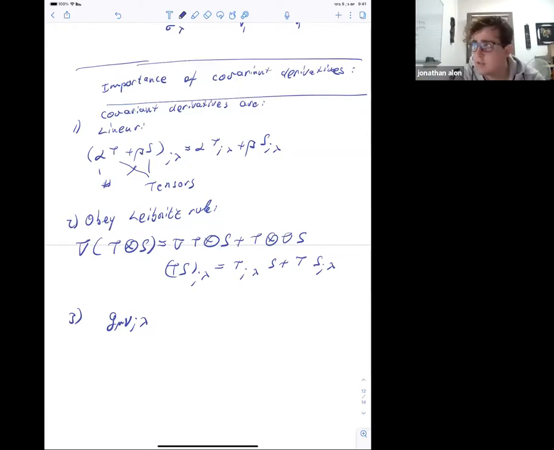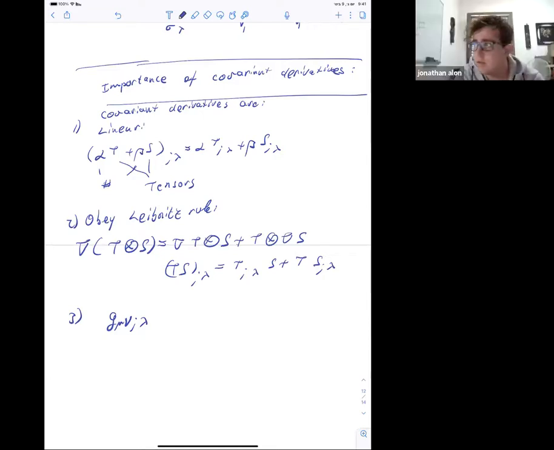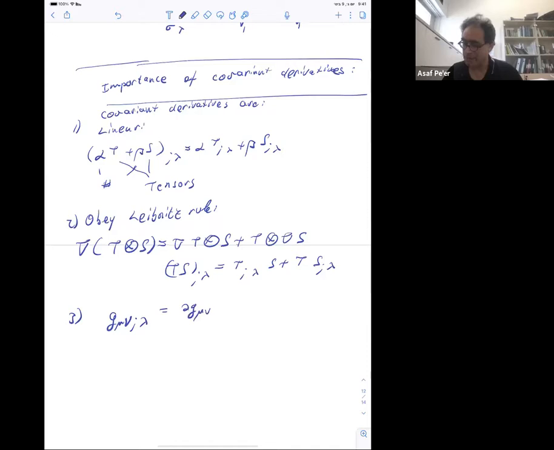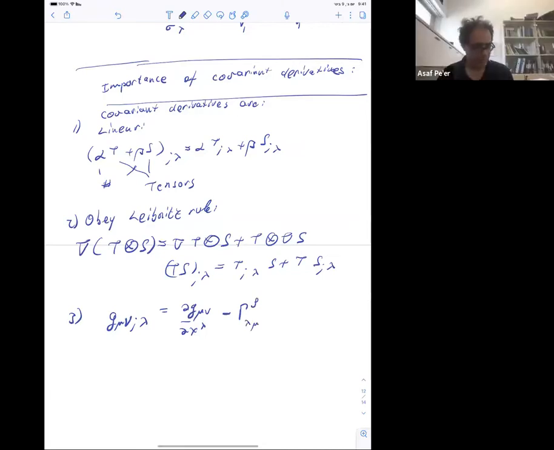Maybe it's just the differentiation of the matrix. Yeah, which is equal to what? We can write it down: dg mu nu over dx lambda. But now we have minus gamma rho lambda mu g rho nu, minus gamma rho lambda nu g rho mu.